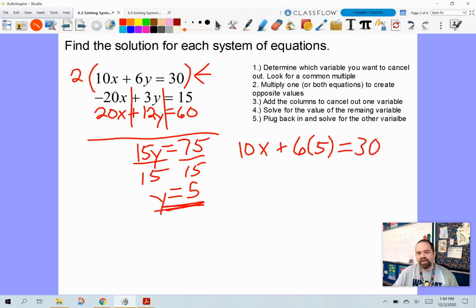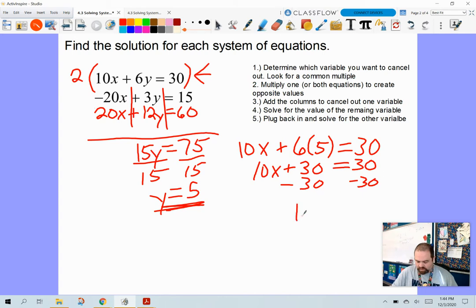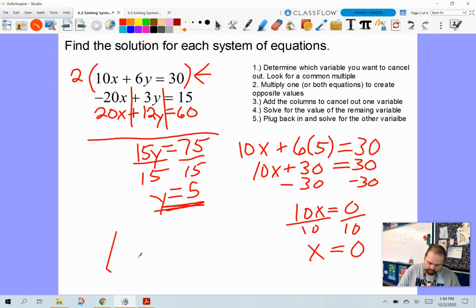What you're building here is a really straightforward equation to solve, stuff that we were doing way back at the beginning of the school year. 6 times 5 is 30. Everything else drops down: 10x plus 30 equals 30. You're going to get a nice two-step equation to solve out of this. So when you subtract 30, you get 10x equals 0. Your x value has to be 0 for this when your y value is 5. Again, this is ultimately a point. These two lines are going to cross at the point (0, 5).